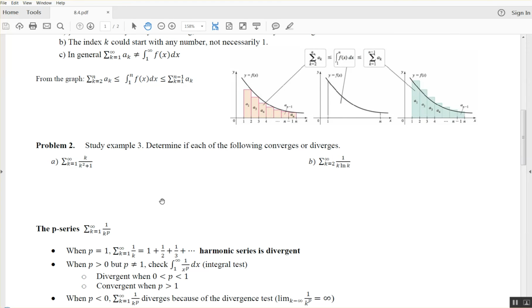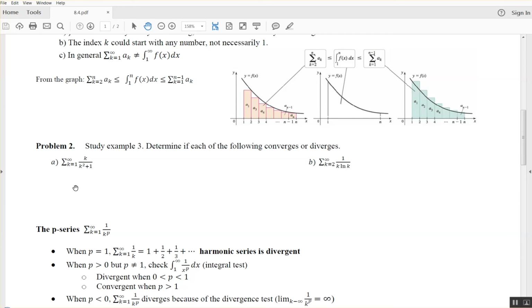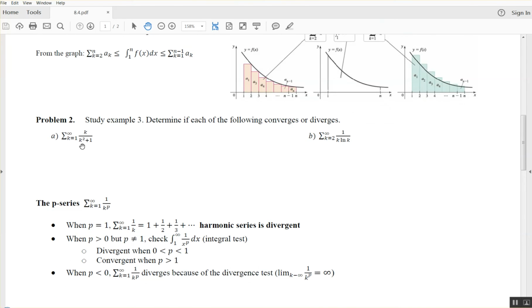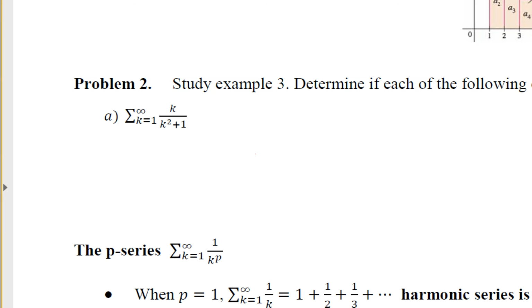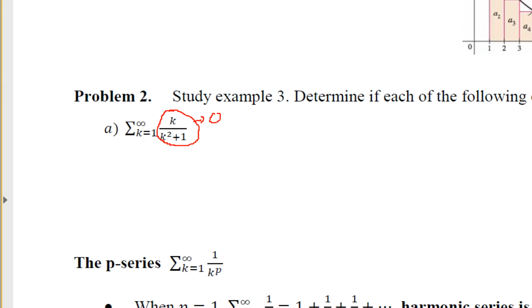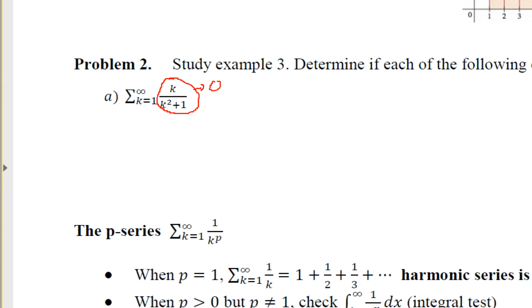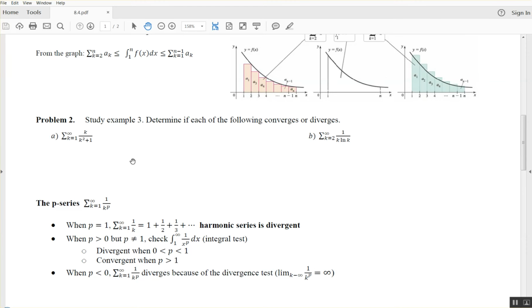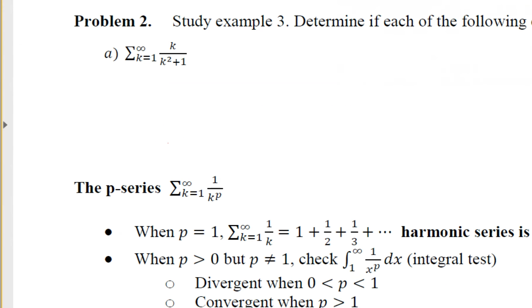Now let's take a look at its application here. The first application is this one, right? Let's first try the divergence test. The divergence test says, hey, this term is approaching 0 when k is approaching infinity, so the divergence test is inconclusive. It doesn't help at all. So now let's try the integral test.